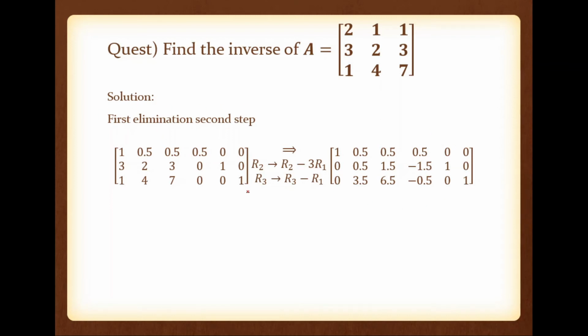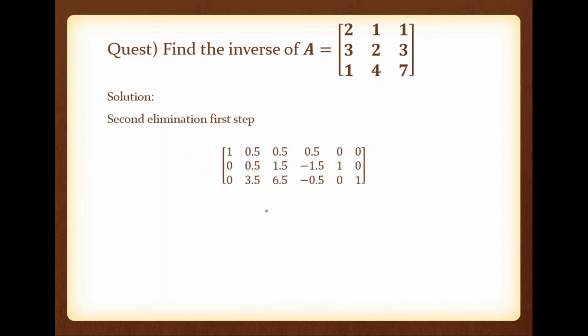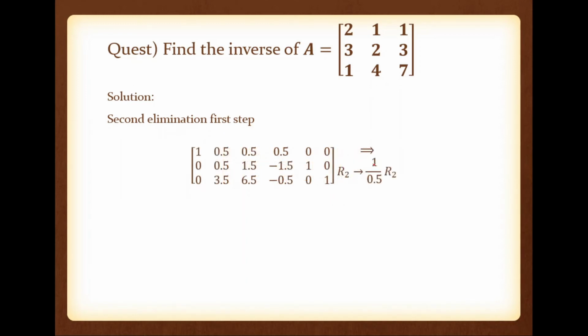Now we are going to start the second elimination. Okay. So in the second elimination, what is the first step? Changing the second pivot. What is the second pivot? This 0.5 to 1. So this element must be 1. So this is row 2. So what is the required operation? R2 is equal to 1 by 0.5 into R2. 1 by the pivot, that is 0.5, into R2.